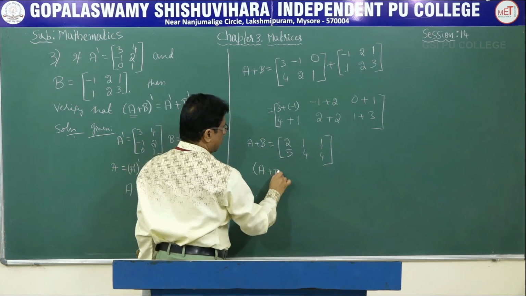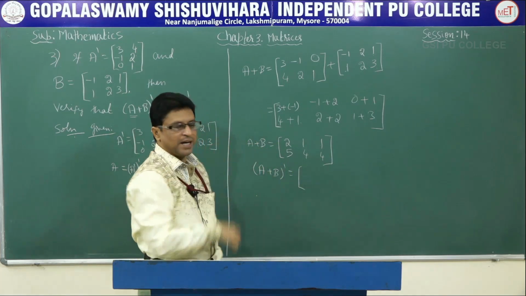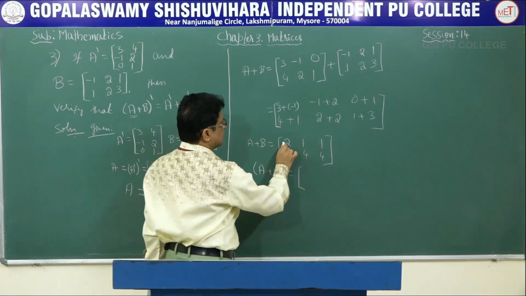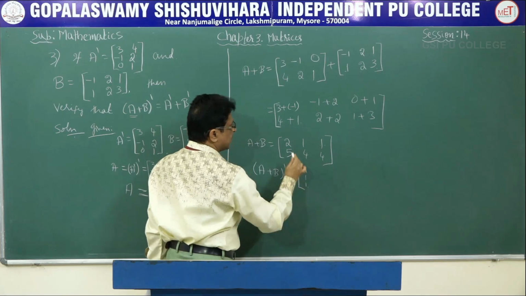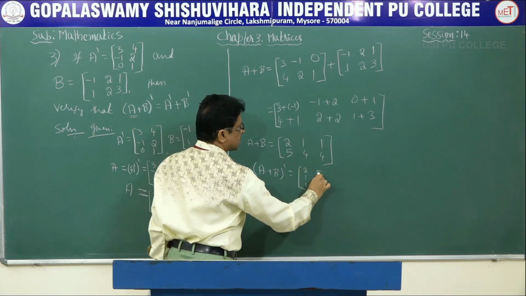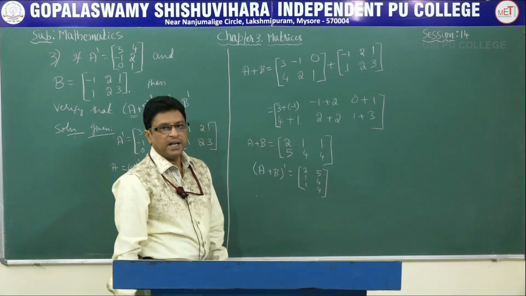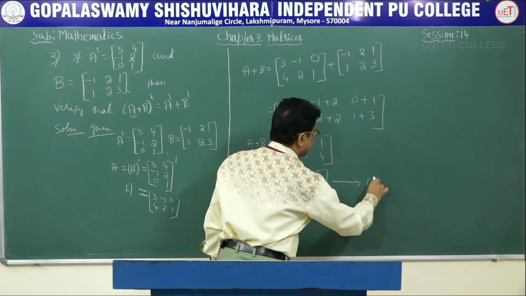A plus B whole dash is nothing but the transpose of the matrix A plus B. So here the first row, 2, 1, 1, will become the first column and the second row becomes the second column. So this is A plus B whole dash. We call this equation 1.